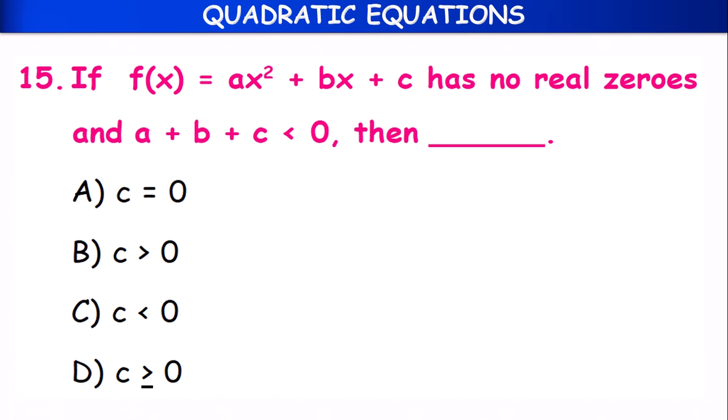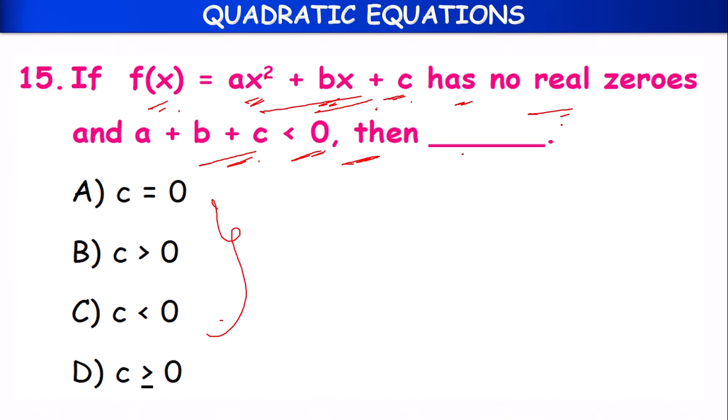15th one. The question is, if f of x equal to ax square plus bx plus c and it has no real zeros and a plus b plus c less than 0, then which of the following conditions will be true? So they have given one equation, ax square plus bx plus c, and they have also given one hint that it has no real zeros, and one more hint, a plus b plus c less than 0. Then which of the following conditions is true?